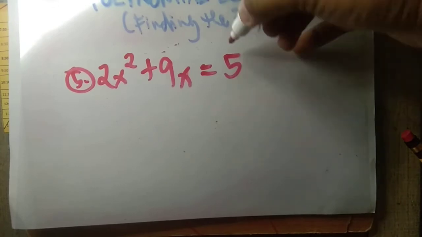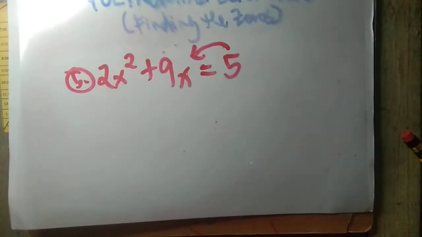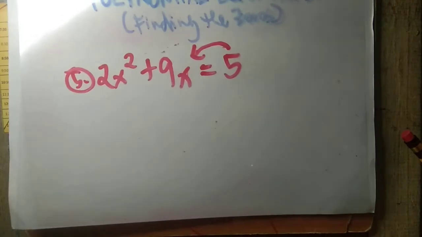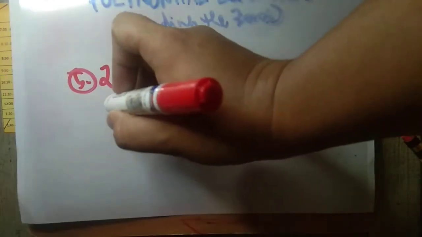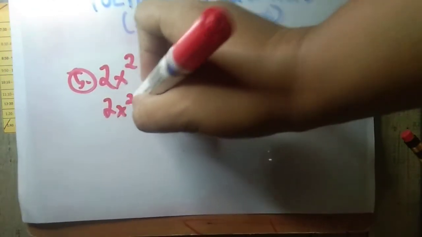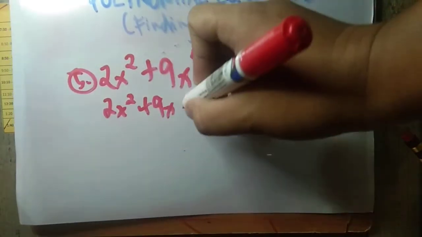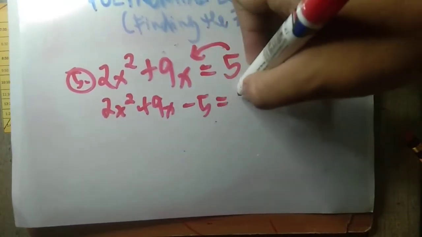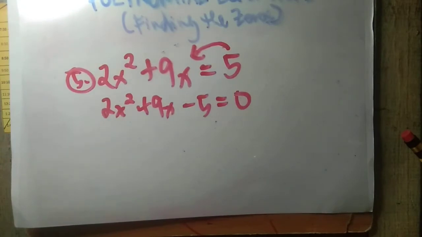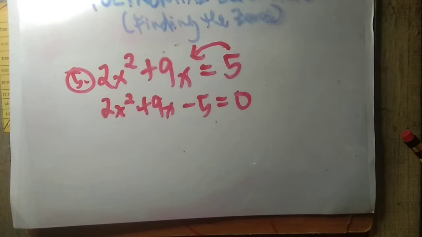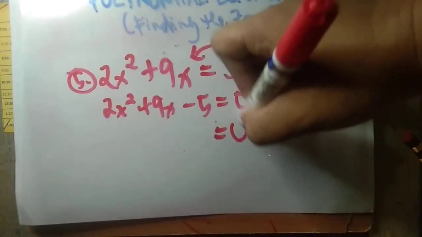So meaning, the 5 here should be on the left side. So we will be deducting both sides by 5, or yung pinakamadali na lang na explanation, itra-transpose mo si 5 sa kabilang side, making it 2x squared plus 9x minus 5 is equal to 0. And then obviously again, your equation here is quadratic in nature, so there would be two values of x. Kailangan dito kabisado nyo yung factoring method.